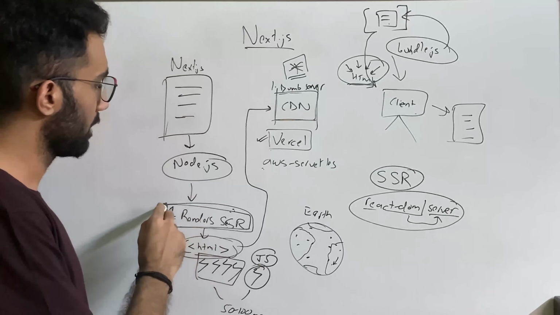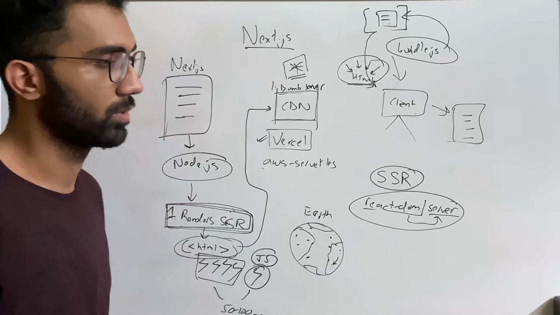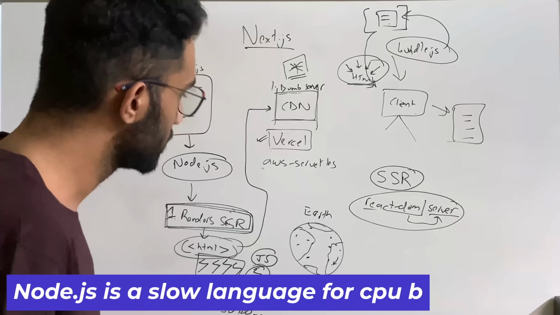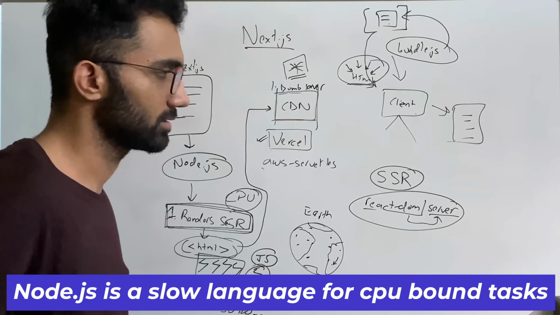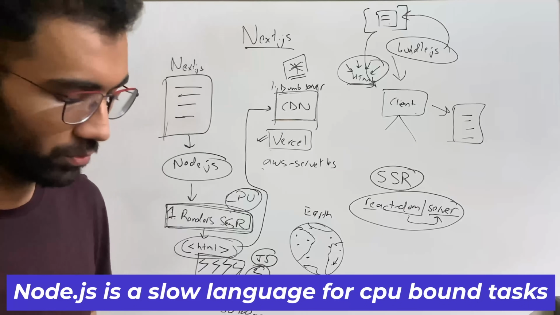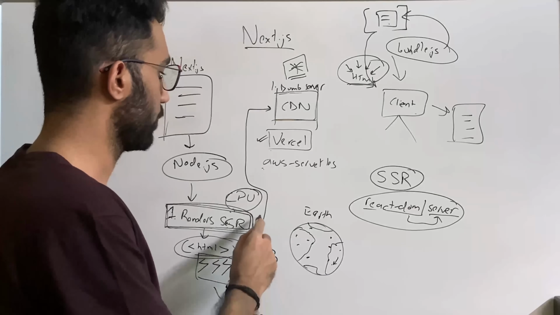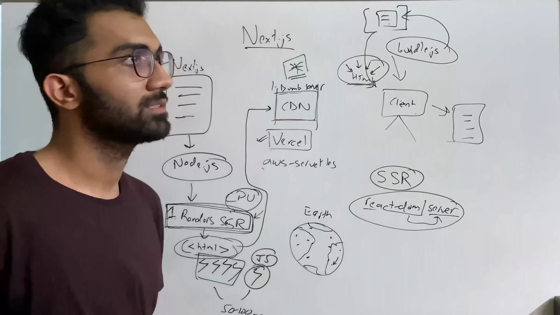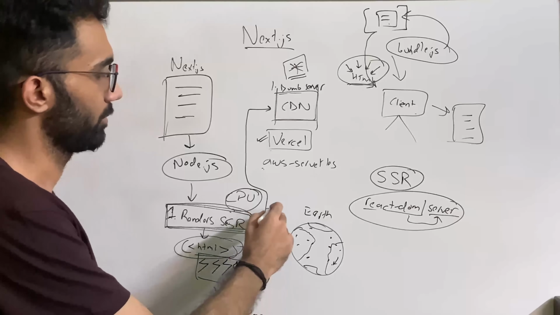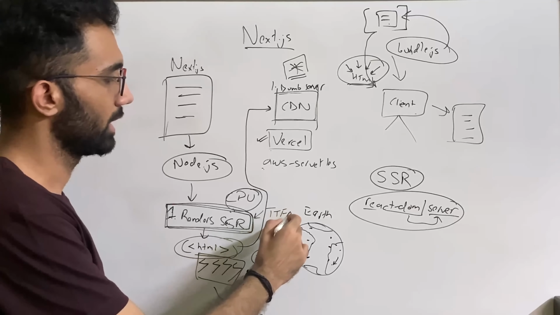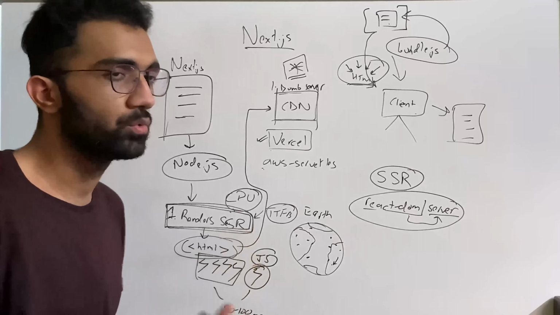The fact that you don't have to render this React on the server is super critical, because Node.js is not friendly with CPU, right? Node.js is a slow language for CPU-bound tasks. That means whenever you are server-side rendering, chances are that it is going to be a slower time to first byte, right? Because your server would actually need to compute the HTML.